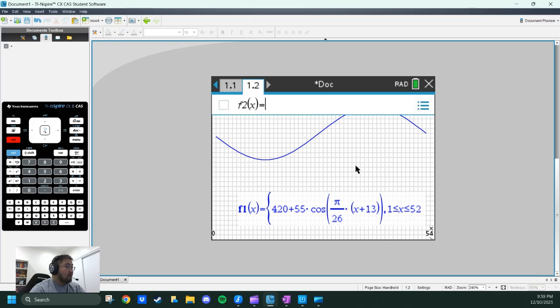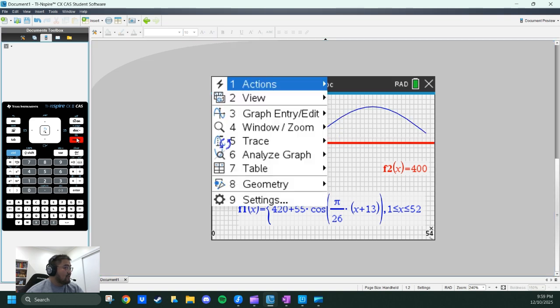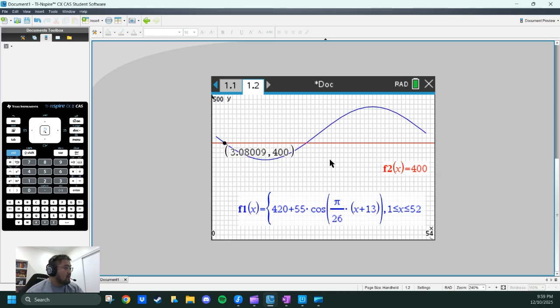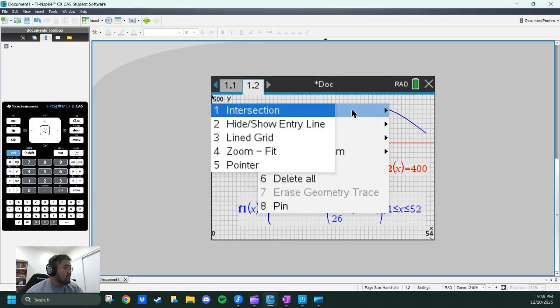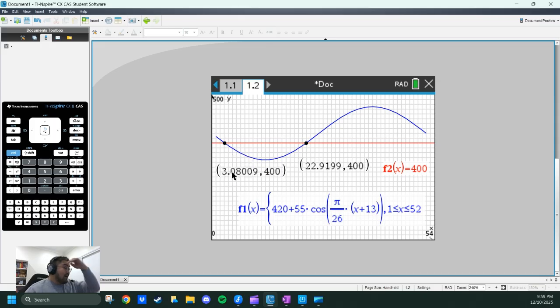So going back to the question, it says 400 or more transactions. So I'm going to draw another graph. I'm going to draw the line y equals 400. And I'm going to see exactly where these two intersection points are. So I'm going to go menu, analyze graph, intersection, done. I can go control menu, recent, intersection, and I find that month 3 and month 23, or 22 in this case, or it's a bit funny here, there's how many months in between them? So 3 and 22, there's 19 months where it's below.